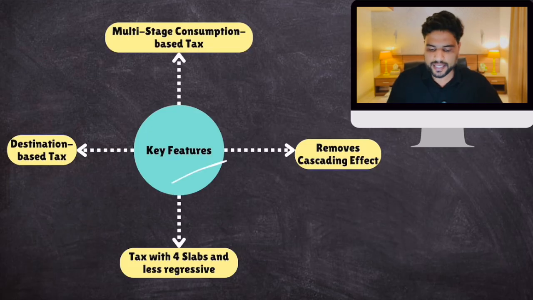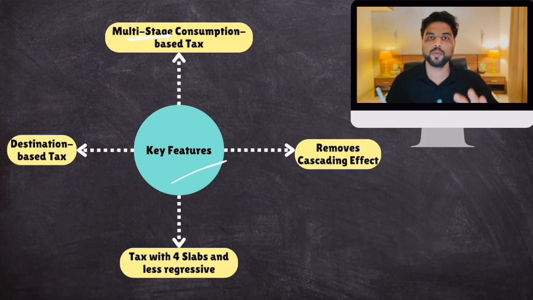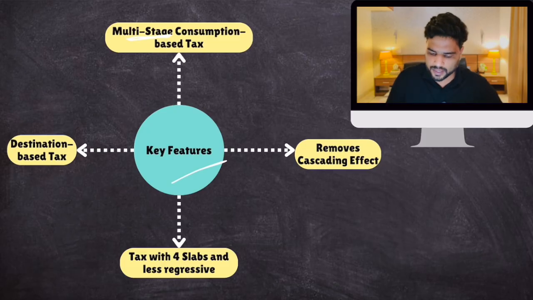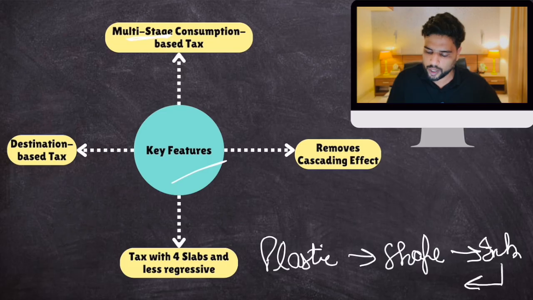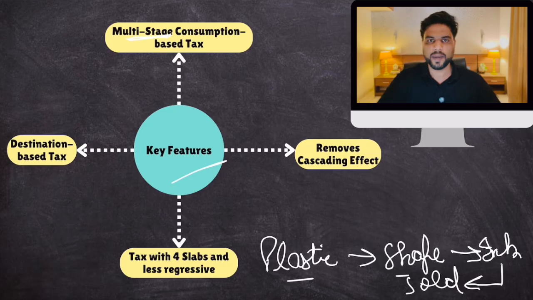Now, certain key features. First of all, GST is a multi-stage tax. What do you mean by multi-stage? Well, you remember we discussed in a previous lecture about value chain. Let's suppose this pen is there. This pen starts as plastic, then it is given a shape of a pen, then ink is filled in this pen, then it is finally packaged and sold.